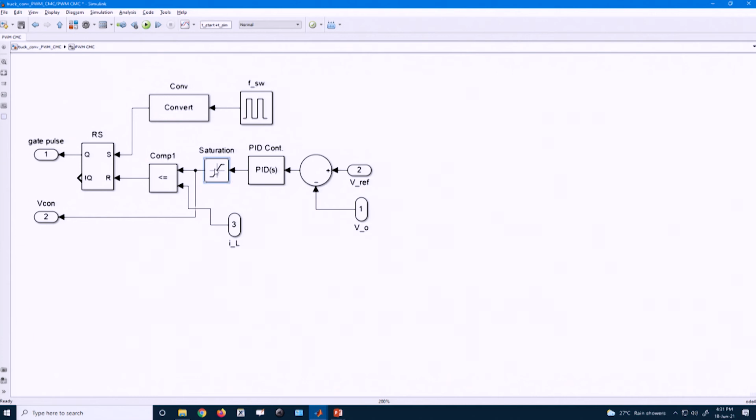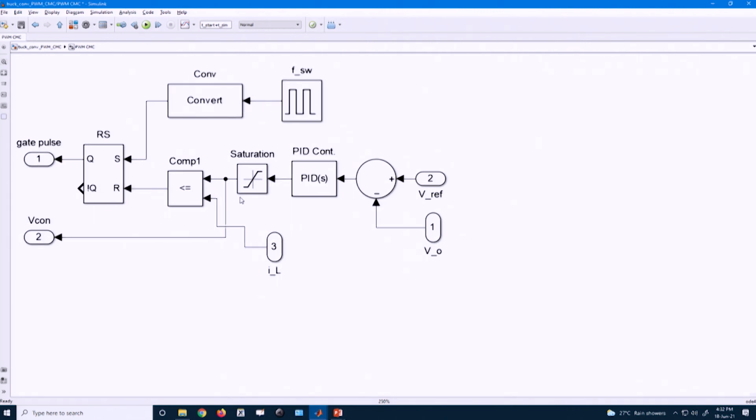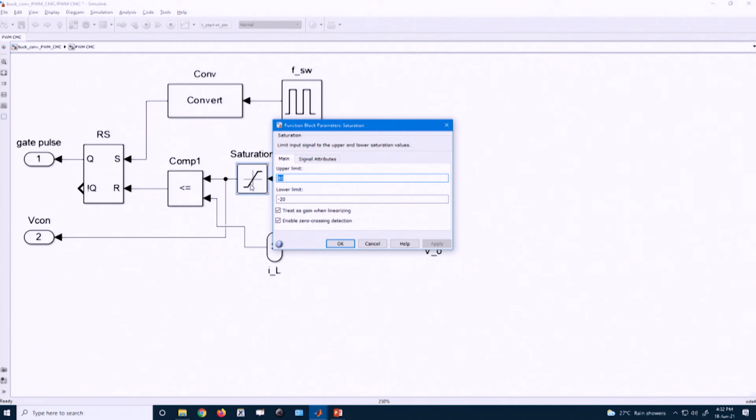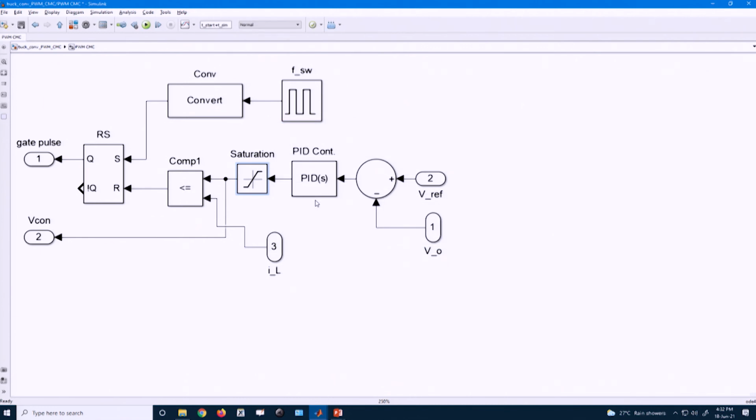This saturation block may be there, may not be there, because this is my peak reference current, and on this peak reference current we can put a limit, because it is peak current mode control. That is why I am putting a saturation block, and since the current can go in either direction, meaning there can be overshoot and undershoot in the current, this saturation block should allow the limit in either direction. Initially I put a very large limit, so that the controller will not get saturated, and it is compared with the inductor current.